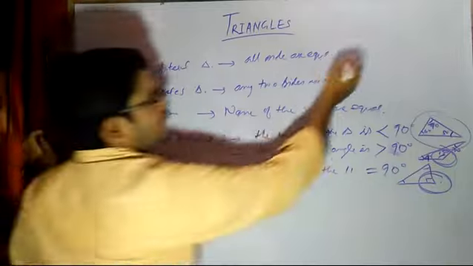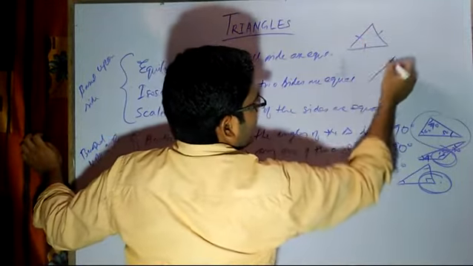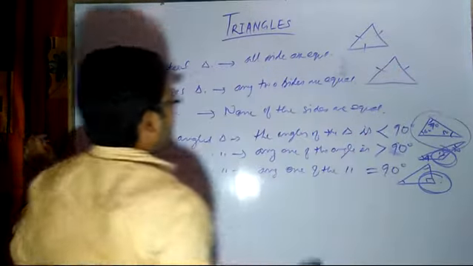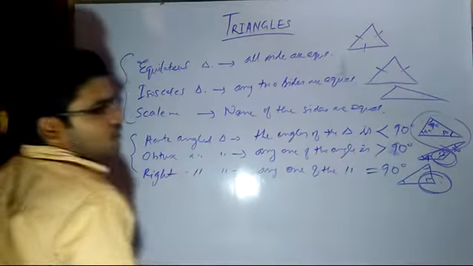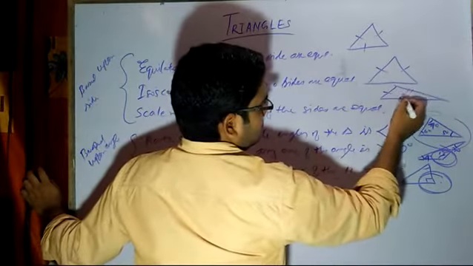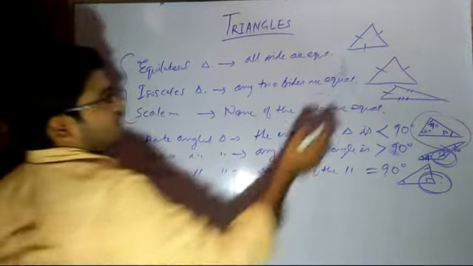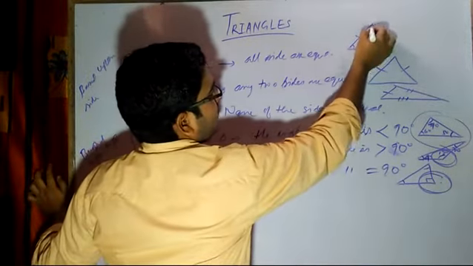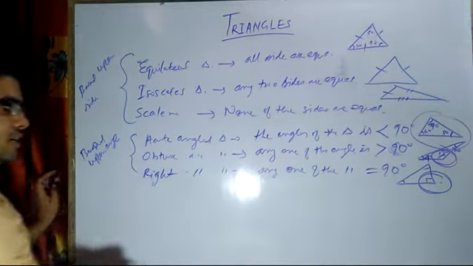In an equilateral triangle, we have all the three sides equal. In an isosceles triangle, two sides are equal. In a scalene triangle, none of the sides are equal. Now, when we see an equilateral triangle, we all know that each angle will be equal to 60 degree. These all things we have already studied.